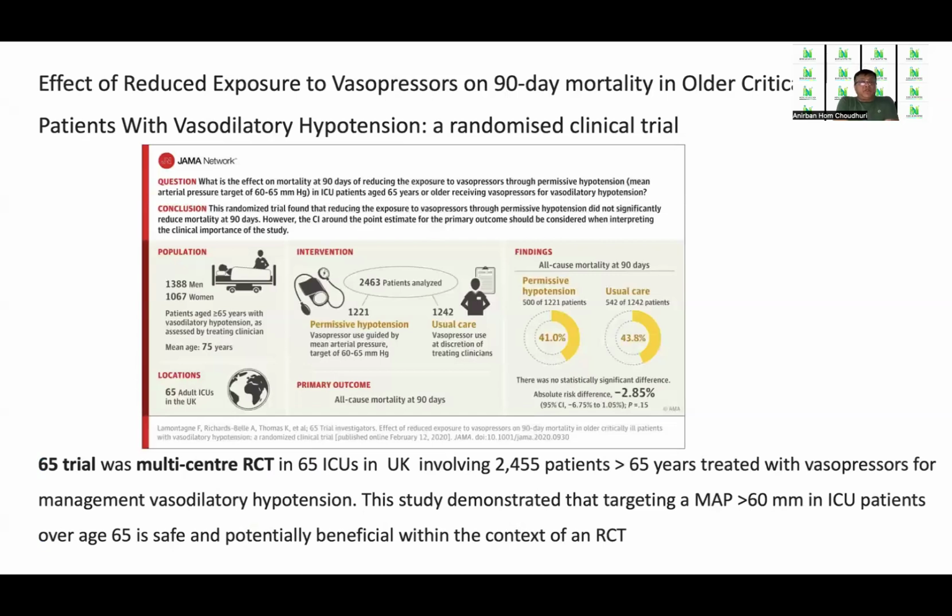Now, this is one more trial, the 65 trial, which was a multi-centered RCT in 65 ICUs in the UK, involving almost 2,500 patients, all above 65 years of age, treated with vasopressors for malignant vasodilatory hypotension, that is, septic shock. And the study demonstrated that targeting a MAP of greater than 60 millimeters of mercury in the ICU over 65 years of age is safe and potentially beneficial within the context of an RCT.